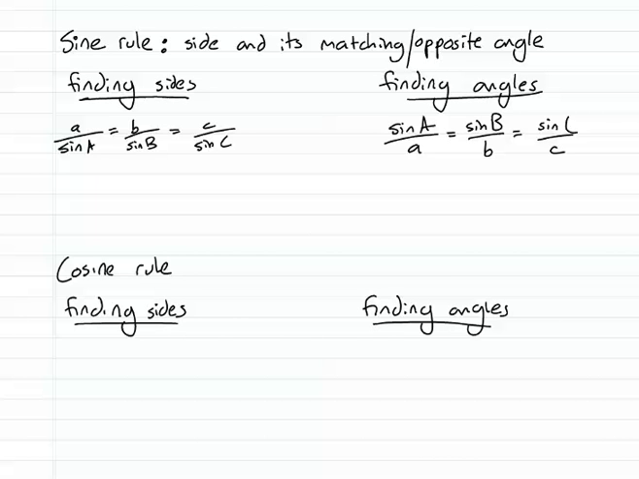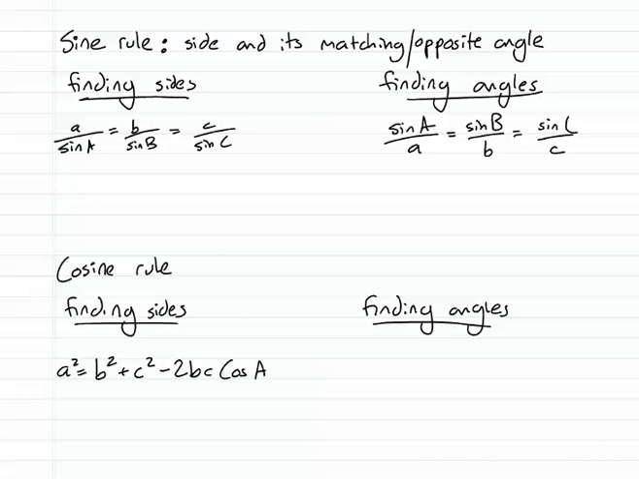Now the cosine rule, people tend to find a little trickier, but there's times when you can't use the sine rule, you have to use the cosine rule. Again, it's got a rearranged version for finding sides and for finding angles. So for finding sides, a squared equals b squared plus c squared minus 2bc cos A.